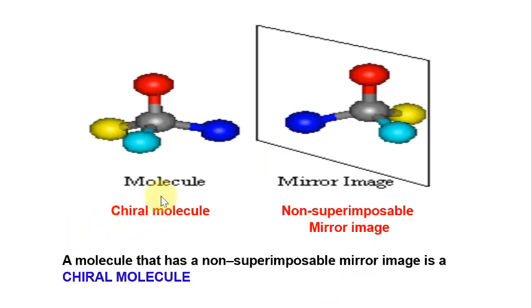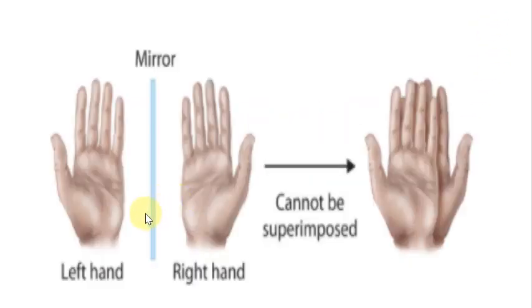Each molecule that has a non-superimposable mirror image is a chiral molecule. If we put our chiral molecule in front of a mirror, we can see these 2 molecules are non-superimposable to each other. Another example of non-superimposable is your left and right hand. If you put your left and right hand on top of each other, you can see that they are not superimposable, but they are mirror images of each other.